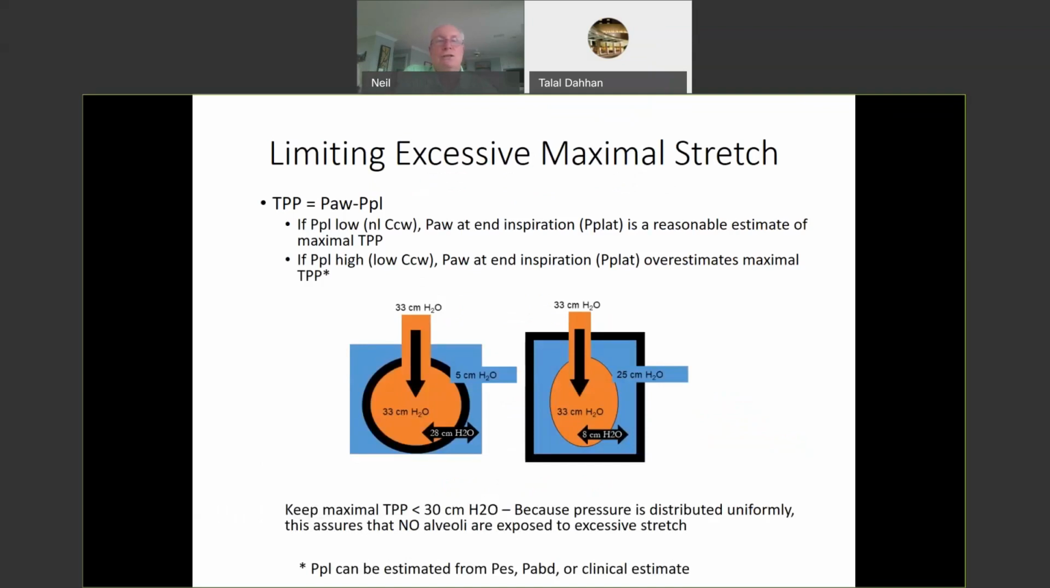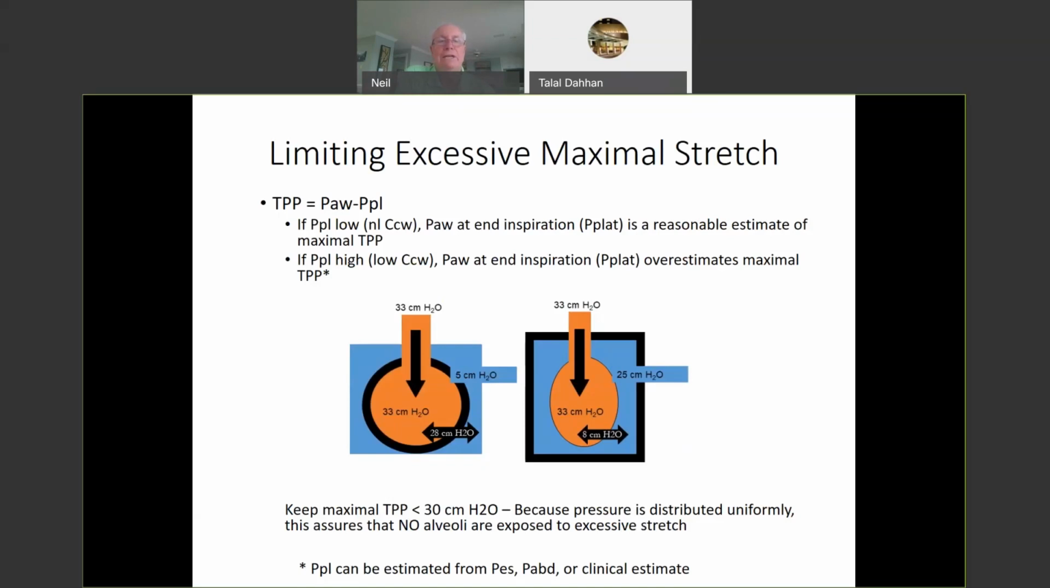If the pleural pressure is low, a normal chest wall, the airway pressure at end inspiration, the plateau, is a reasonable estimate of the transpulmonary pressure, as I mentioned before. We run into trouble when the pleural pressure is high, a stiff chest wall, somebody who has surgical bandages, abdominal compartment syndrome, or as we see increasingly, obesity. Under these conditions, this can stiffen the chest wall, and thus the plateau pressure includes both the pressure to push the lung out and push the pleural pressure or push the chest wall out.